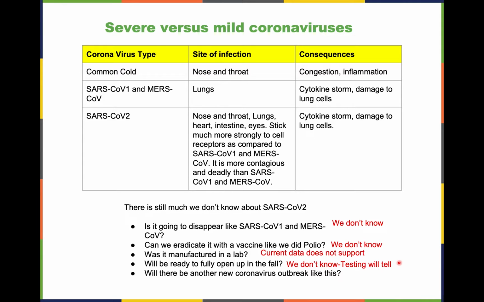Will there be another new coronavirus outbreak like this? You can be sure that it is very likely, because these viruses are in nature and they are recombining and gaining mutations all the time. And the more we interact with nature, the more we work with wild animals, if we do wild animal hunting or go to markets with wild animals, this is going to happen.